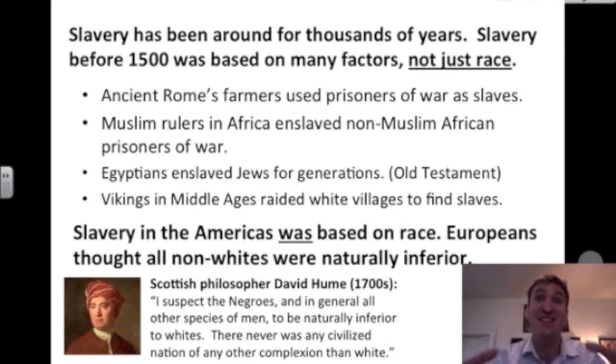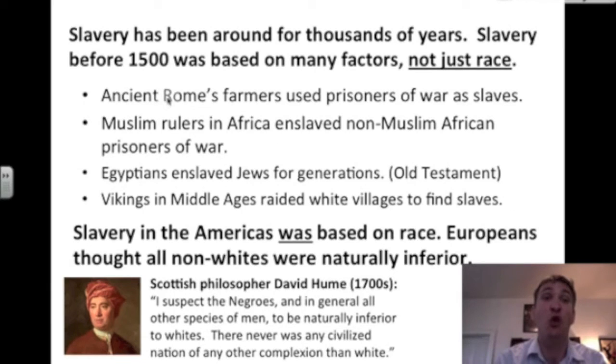Let's now take a step back and talk about the history of slavery. And let's make sure we understand this point. Slavery did not start with the transatlantic slave trade of the 1500s. Slavery has been around for thousands of years. And slavery before 1500 was based on many factors, not just race. It could be based on religion. It could have been based on whether you were a prisoner of war. So let's look at some examples of slavery before 1500.